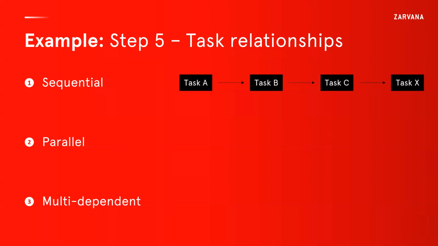So let's talk through each of these. Sequential, as you would guess, is the simplest. You do task A. When you're done with task A, you move on to task B, and then C, and so on. This is the example we're going to illustrate today. This is the simplest, but it's not always the case, so it's important that you think beyond that.